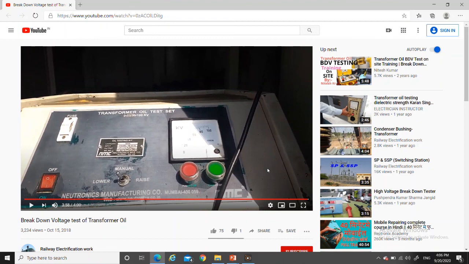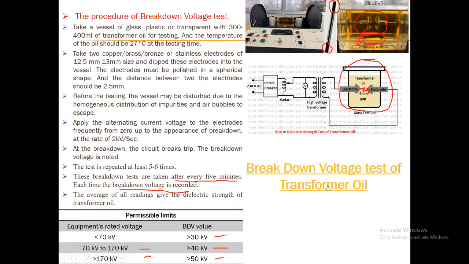The average value is taken from the consecutive readings to assess the quality of the transformer oil. So this is about the breakdown voltage test of transformer oil.